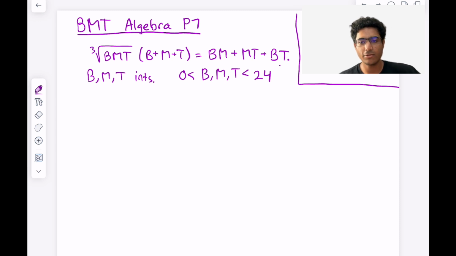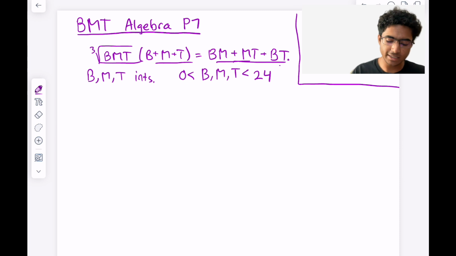I'd like to present a problem from last year's BMT, Algebra Problem 7. We are given three integers b, m, and t that are between 0 and 24, such that the cube root of b times m times t times the sum of b, m, and t equals bm plus mt plus bt. So the first thing that comes to mind from this is Vieta's formulas.